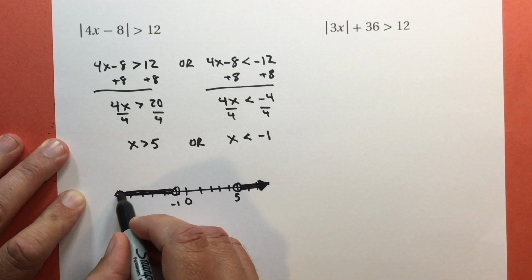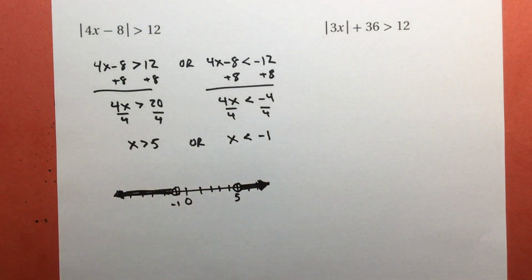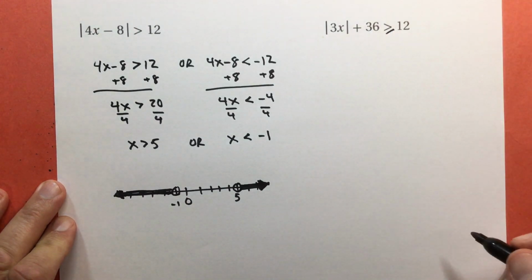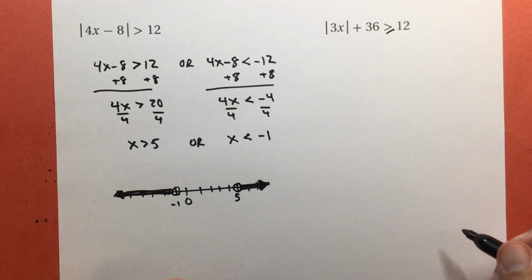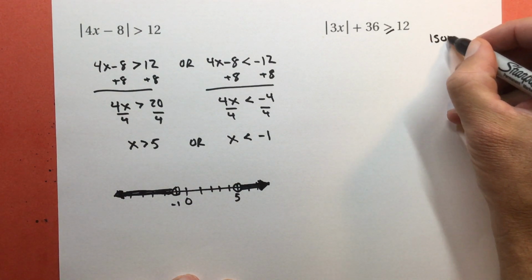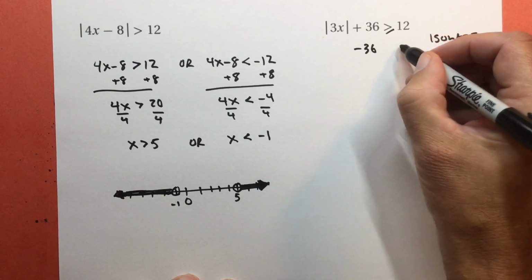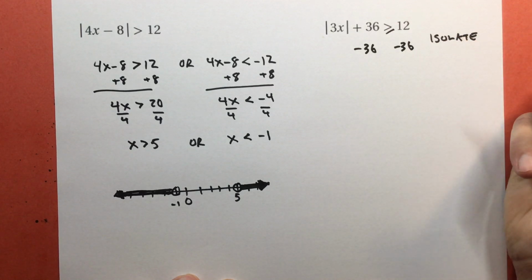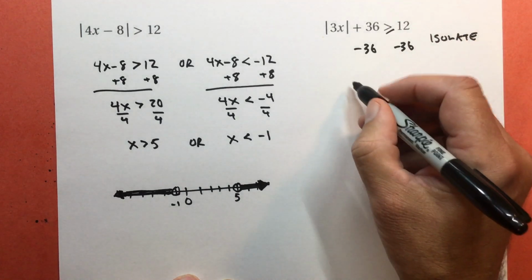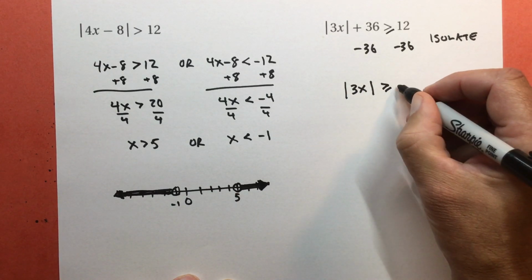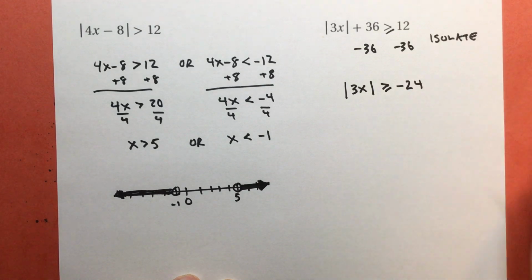I realize these problems that I stole from Dr. Berger, none of the 4 that I have in here has a greater than or equal to. So I'm going to modify this one just to show you what the difference is. So I'm going to change it to an or equal to. I know it's not what's in the book, but it'll be okay. I have to isolate the absolute value part first. So I'm going to subtract 36 from both sides. Actually, to be honest, I don't even think it would matter. So I get the absolute value of 3x is greater than or equal to negative 24.